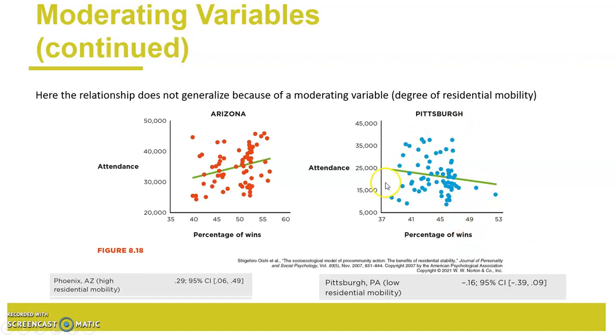So in Pittsburgh, they're more diehard fans. They attend games whether the Pirates are winning or not. Okay. So here, this relationship that's observed here does not generalize to Pittsburgh. So there's actually a moderating variable here, and that is residential mobility. Okay, so as residential mobility changes, when there's different levels, high versus low, then the relationship between attendance and percentage of wins will change. Okay.